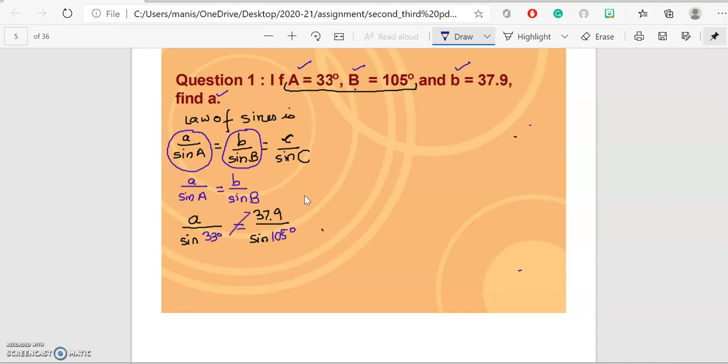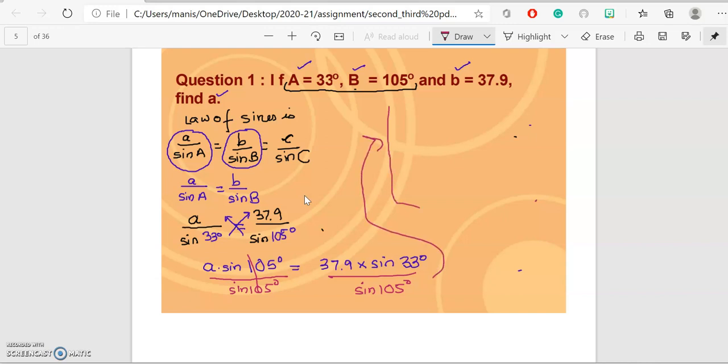Now after this, ladies and gentlemen, you will cross multiply. So it will look like this: A times sine 105 degrees is equal to 37.9 times sine of 33 degrees. What we will do after this step is, since we have to find the value of A, I will get rid of this sine 105. How can I get rid of sine 105? By dividing sine 105 from both the sides. So this will be cancelled out, and I'm doing the remaining part over here for you.